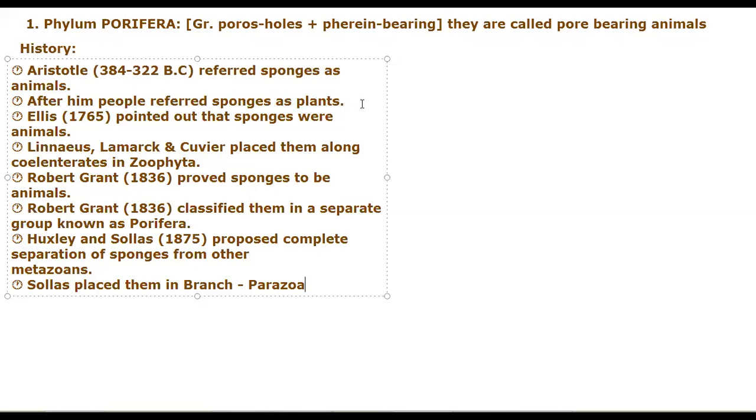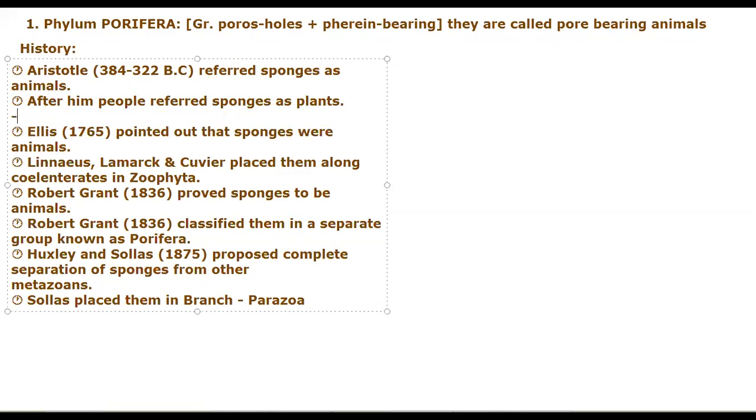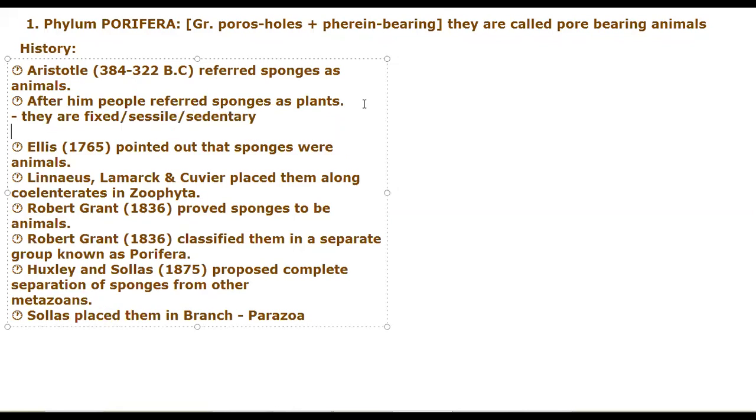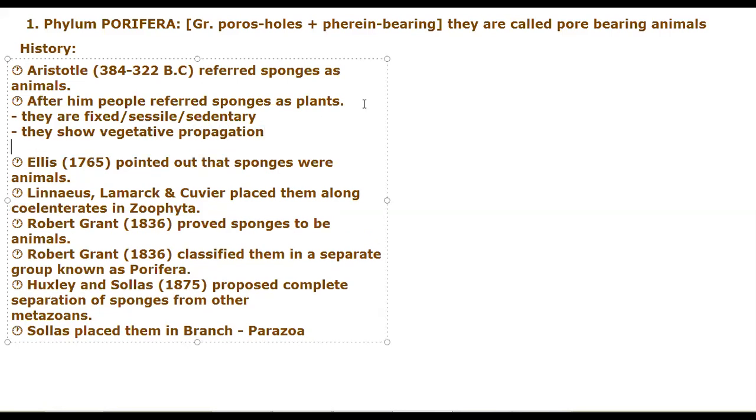Now, why did they refer to sponges as plants? You can see some features. Number one, they are fixed, that is sessile or sedentary. Number two, they show vegetative propagation. If you break a sponge into many pieces and throw them in different directions, they will produce many sponges. So they show vegetative propagation.